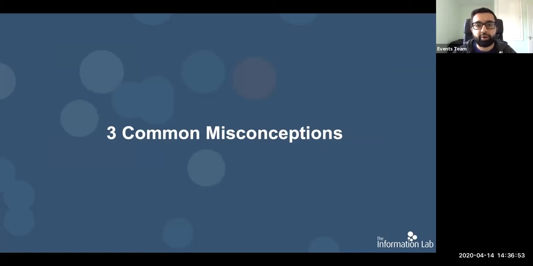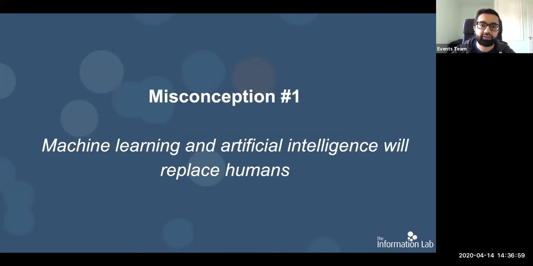So I'm going to now pivot to three common misconceptions about AI or machine learning. The first is this: machine learning and artificial intelligence will eventually replace humans. This is an interesting misconception because it's yes and no. Whilst it may automate a lot of the more manual tasks, similar to the analysts and self-service analytics, I feel like it will augment the work we do.